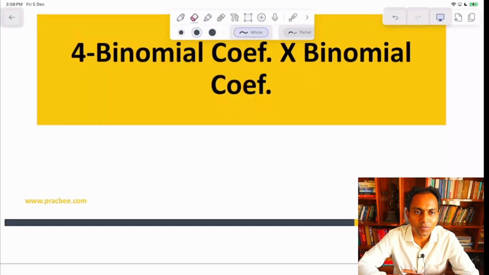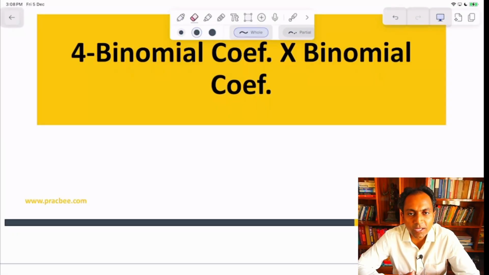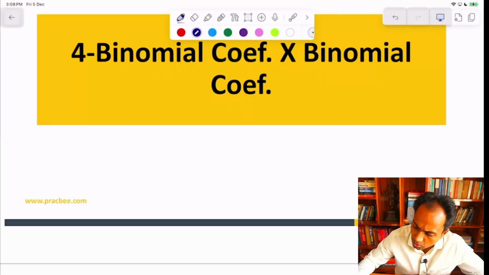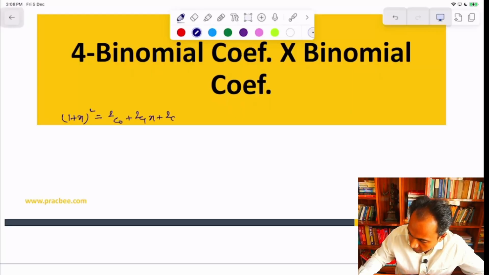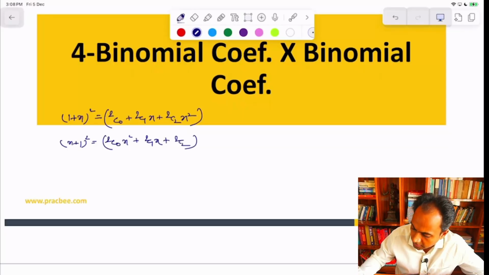Now in this next problem type, that is type 4, we have binomial coefficient into binomial coefficient. In this question, first we need to understand what is the core concept behind it. So if I am writing 1 plus x raised to the power 2, the expansion would be 2c0 plus 2c1 into x plus 2c2 x square. This will become 2c0 x square, 2c1 x and then 2c2. And now we are going to multiply them.